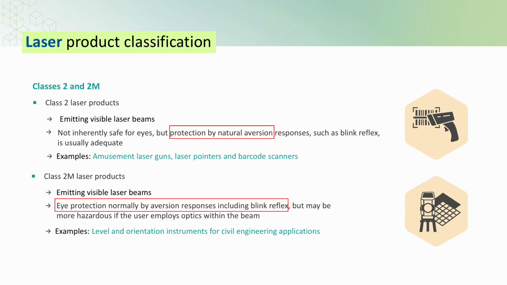Class 2 and 2M laser products have higher risk than Class 1 and 1M. For Class 2 laser products, it is considered not inherently safe for eyes, but protection on your eyes by natural aversion response is usually adequate. Examples are laser pointers and barcode scanner we use in supermarket. For Class 2M laser products, eye protection by aversion response is also advised. The product would also become more hazardous if user employs optic within the beam. Example is the level and orientation instruments for civil engineering applications.